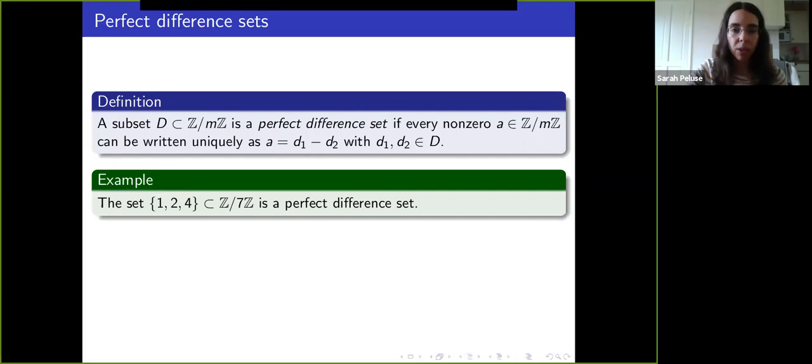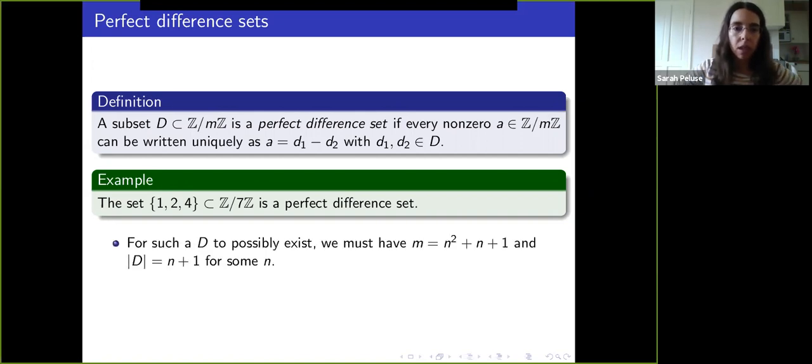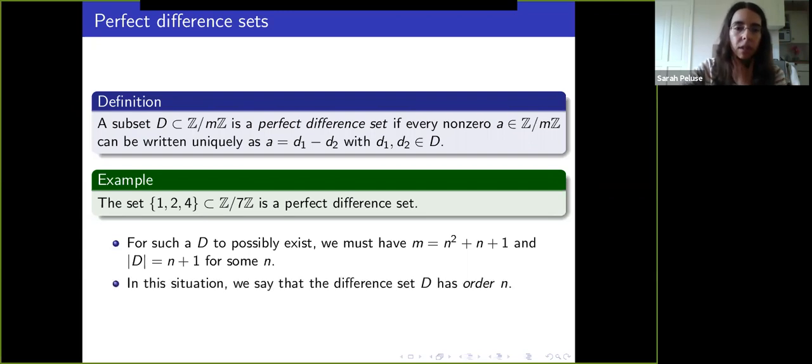So these are some really rigid objects, and just for counting reasons, you can't find them in every group. For such a perfect difference set to exist, we have to have that m is of the form n squared plus n plus 1, and that the size of D is n plus 1 for some non-negative n. In this situation, we'd say that the perfect difference set D has order n. So order is, in this situation, not the same as the size.